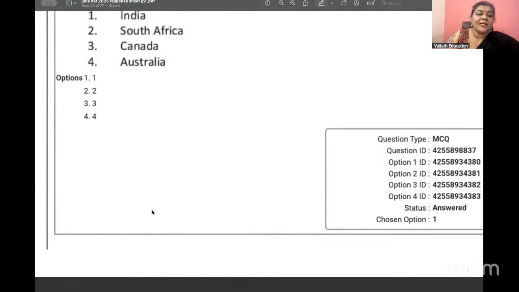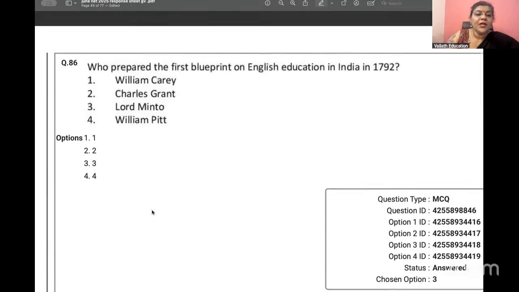Now, let me go on to the next one. Who prepared the first blueprint on English education in India? First in India, 1792. In 1792, Charles Grant was there. William Pitt, I don't know, William Carey and all, I never heard. Why am I talking about it? Charles Grant definitely was writing at this time, and he was also first in something in English education. Choose it. That is the answer.